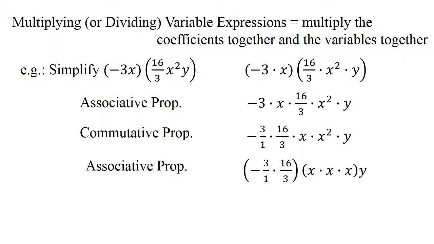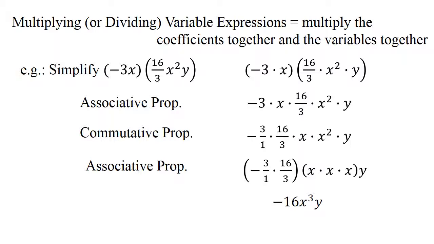So now I'm just going to multiply these together. The 3 and the other 3 cancel each other out. I get -16/1, which is -16. X times x times x is x to the third. So this is -16 x to the third y. And there's my answer.